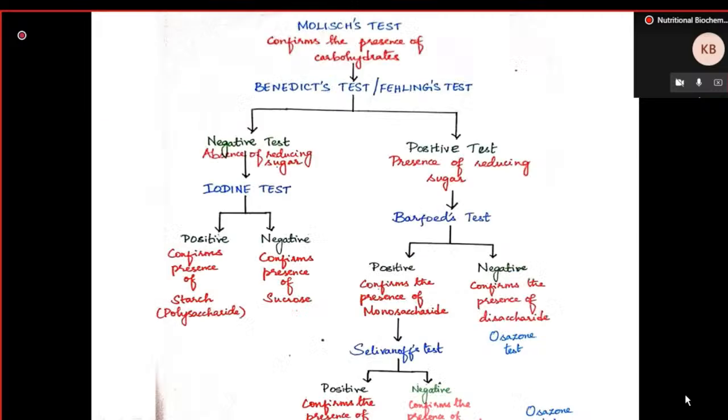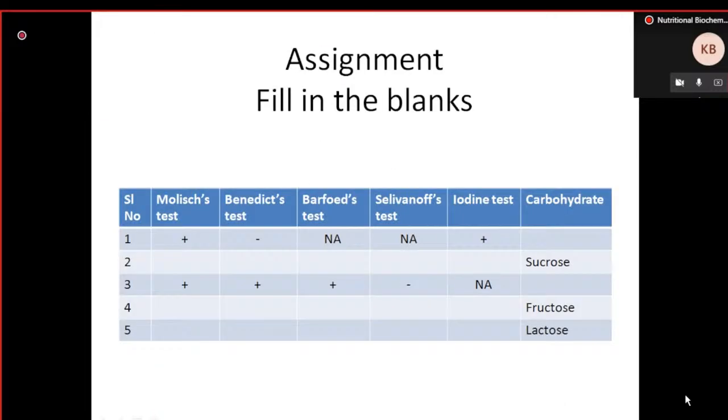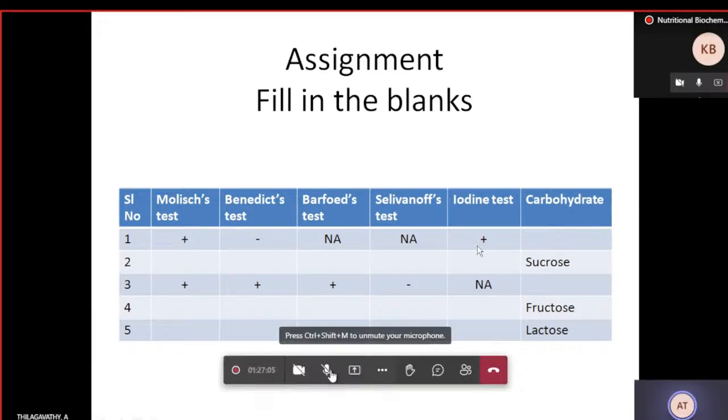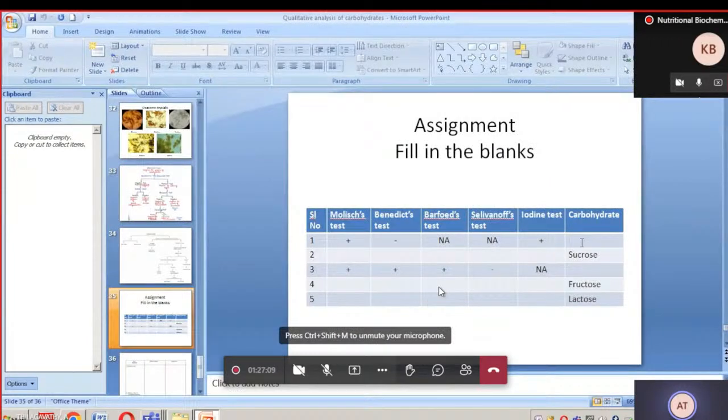Now we'll do one work here. Now can you tell me, you have done a Molisch test, this is positive, Benedict's test is negative. So what will you do next if Benedict's test is negative? Iodine test. Okay, iodine test. You have done iodine test and iodine test is positive. Okay, now tell me what will this carbohydrate be?